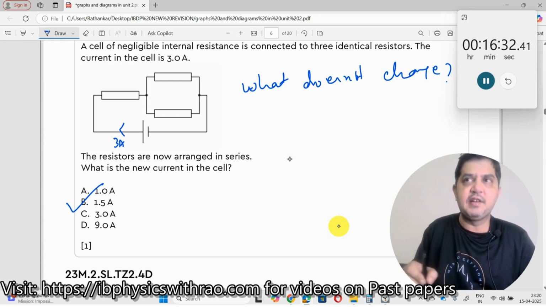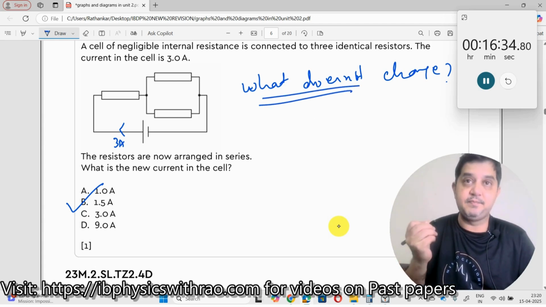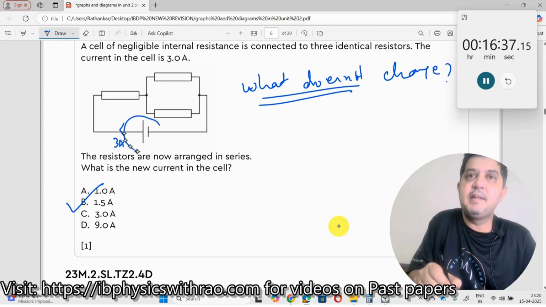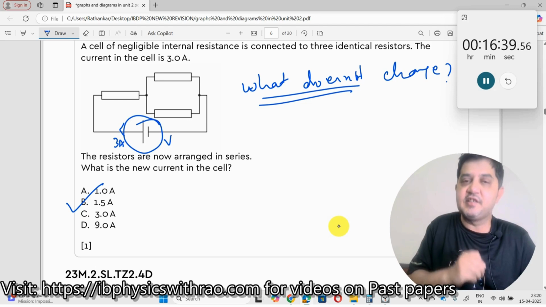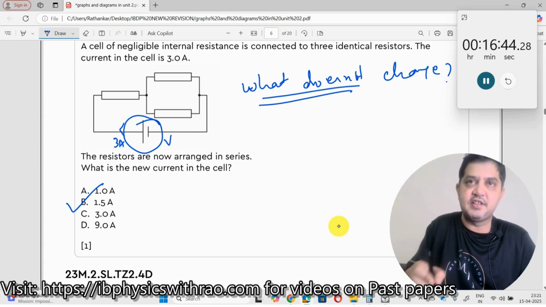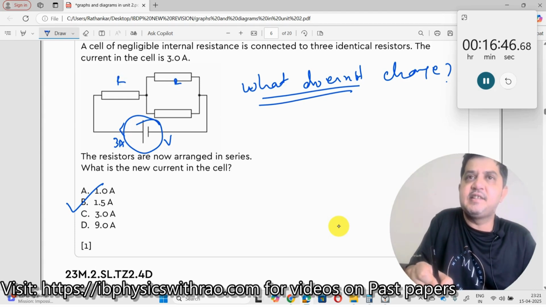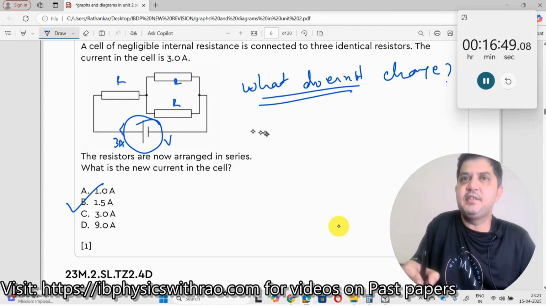Now the question you need to ask is, what does not change? You are not changing the battery over here, which means the voltage is constant. That is what you need to use here. So the clue is voltage does not change. If each resistance is R, initially two R's in parallel become 0.5 R, and then there is an R here. The total resistance will be 0.5 R plus R, which is equal to 1.5 R.